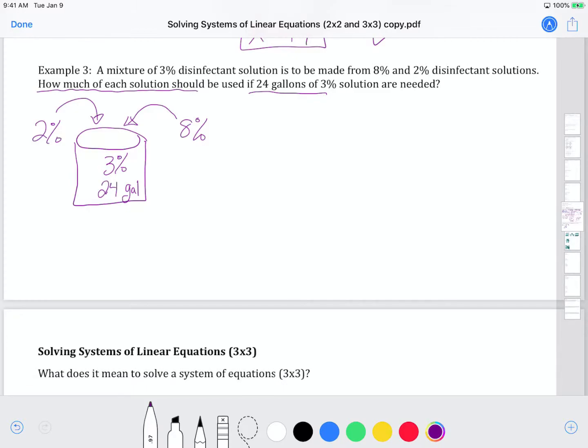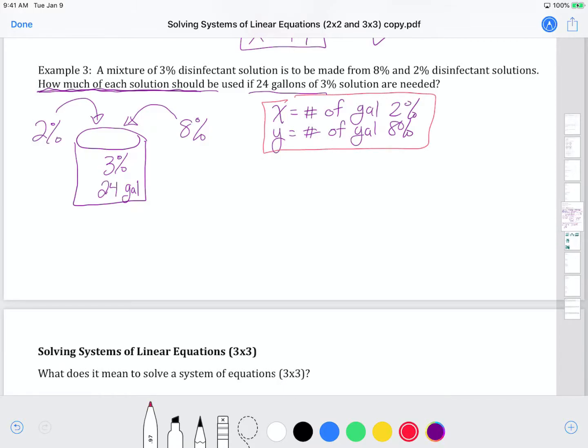So as soon as I look at that last sentence and it's asking me what I'm looking for, then I know how to set up my variables. It says how much of each solution. So I need to find the number of gallons of each solution. So I'm going to set up x is going to be the number of gallons of 2%, and y is going to be the number of gallons of 8%. And again, I'm figuring out what my variable should be because I'm reading the question and it's asking me to find the number of gallons of each solution. So that's how I know to set up my variables.